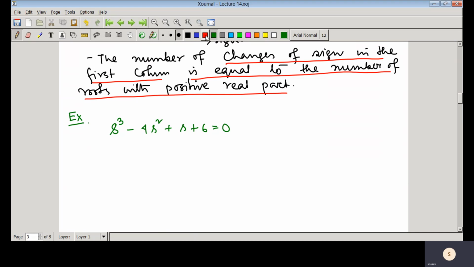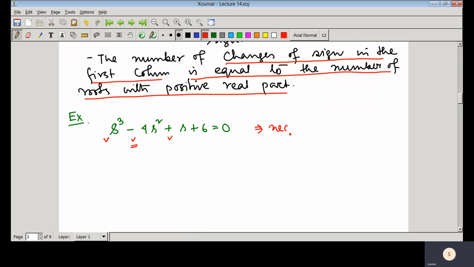So we know the necessary condition. This polynomial would be a stable polynomial, that means all roots would be in the left half of the S plane, if all the coefficients are present and all of them are with the same sign. Here you can see this is positive, this is negative, this is positive. So the coefficients are not with the same sign.